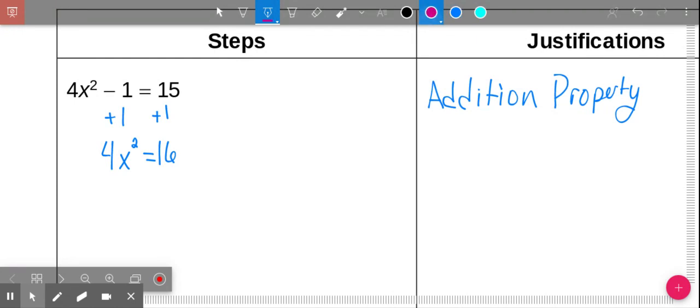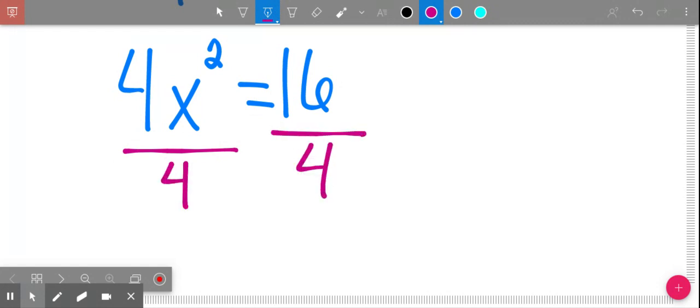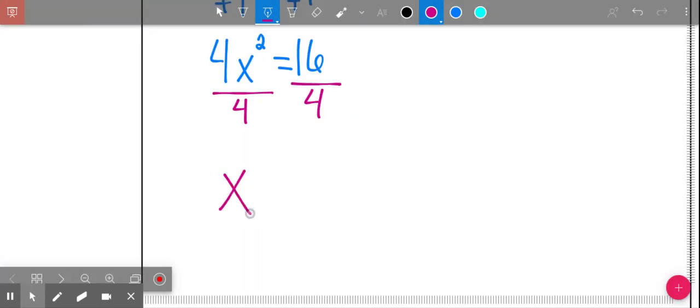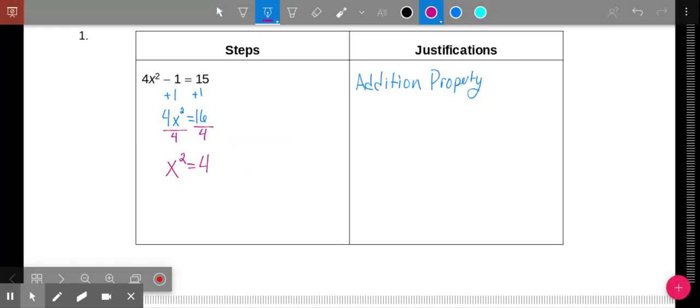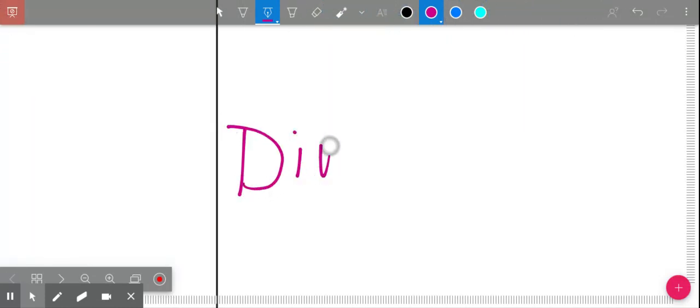Now, looking at our next step, we have 4x squared equals 16. From here, we've got to get rid of the 4. Remember, the 4 and the x squared are being multiplied. So to get rid of multiplication, we've got to divide out the 4. When we do that, we'll get x squared is equal to 16 divided by 4 is 4. And what did we actually do in that step? We were dividing, so that's our division property.